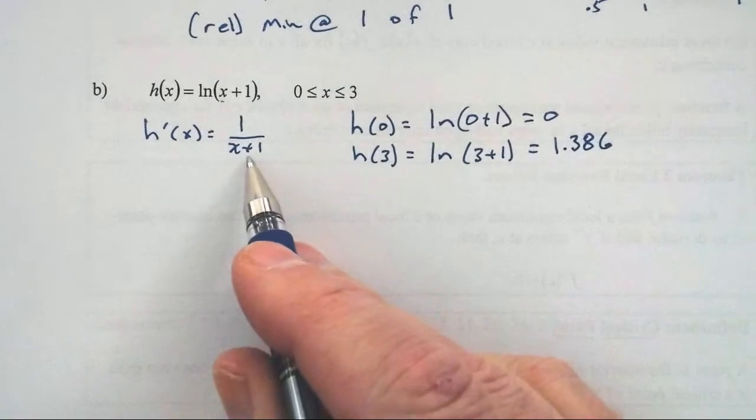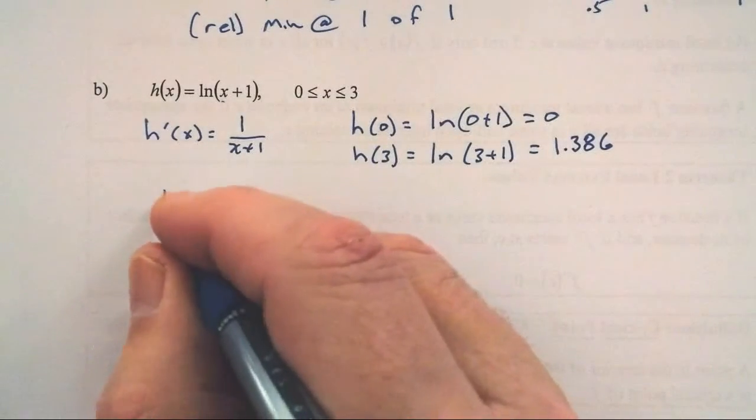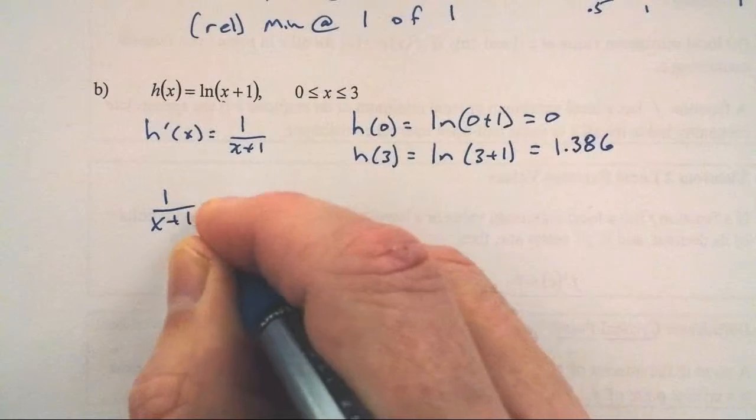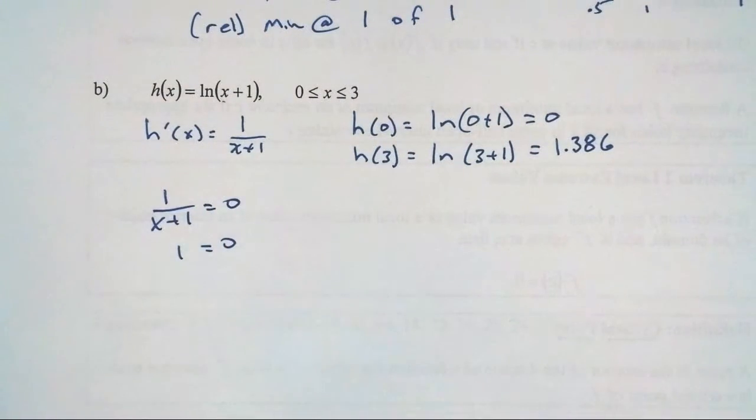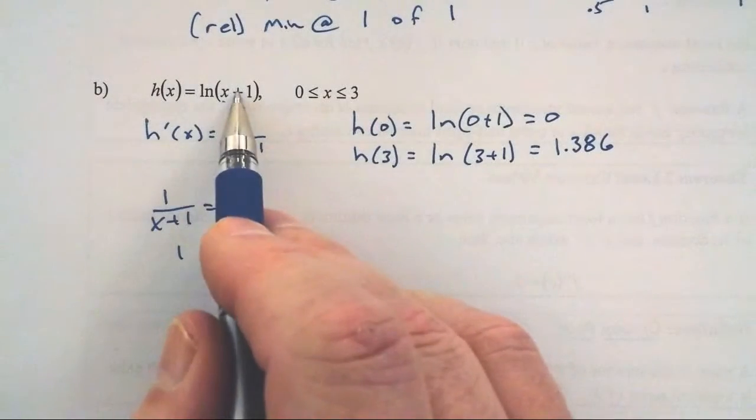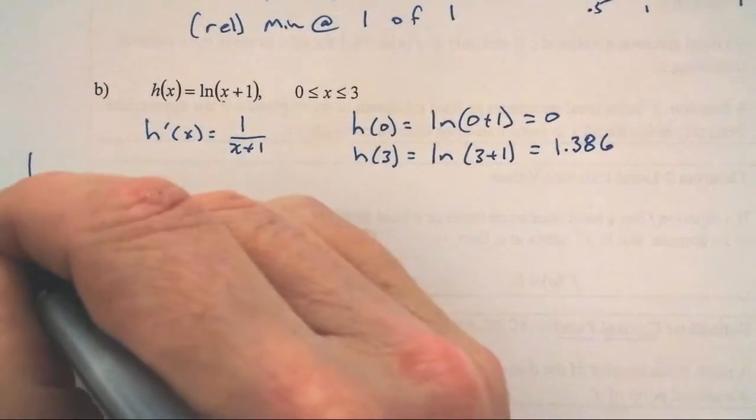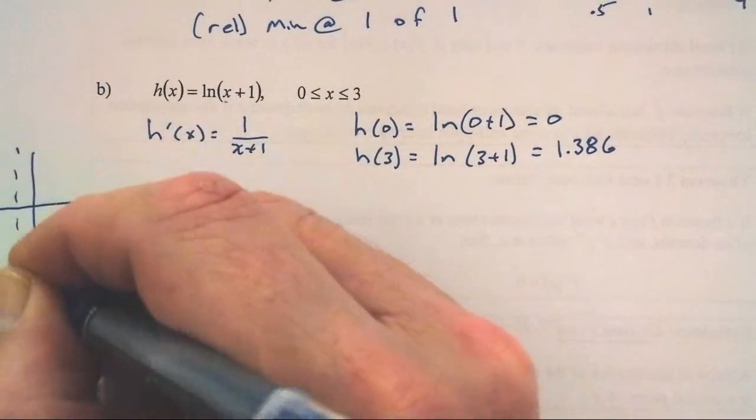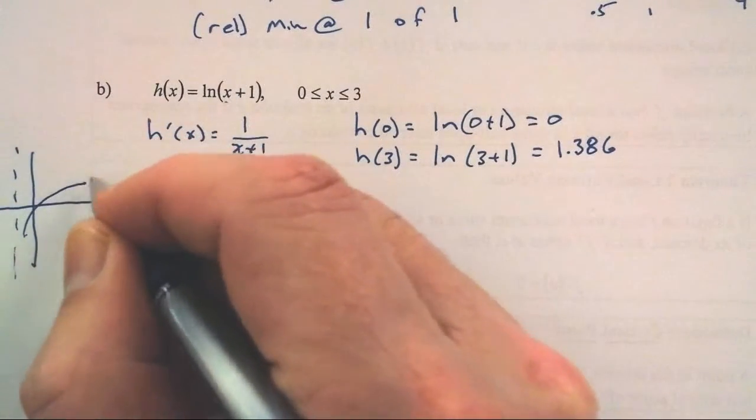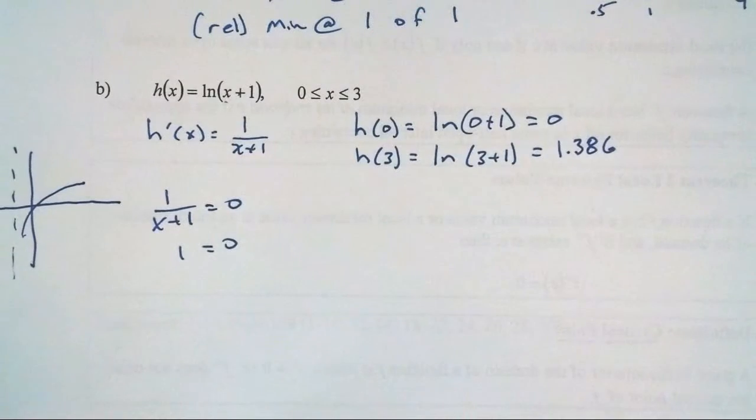And now we have to find where this function is 0. Well, 1 on x plus 1 equals 0 when 1 equals 0 if I cross multiply. It doesn't happen. Remember what logarithmic graphs look like. This thing is going to look something like, at -1 I've got an asymptote, this thing's going to look something like this. It's never going to level off.